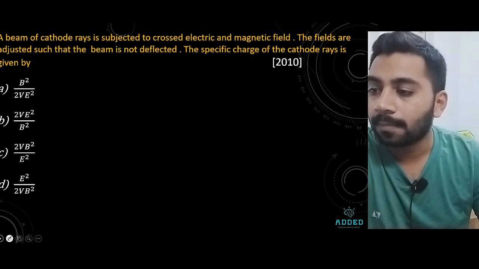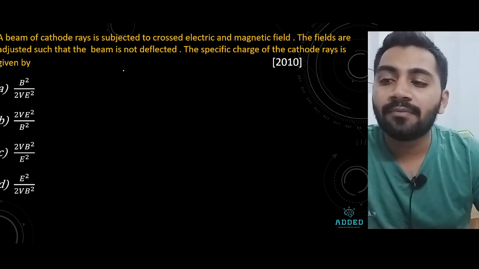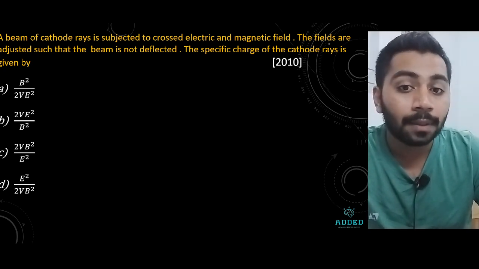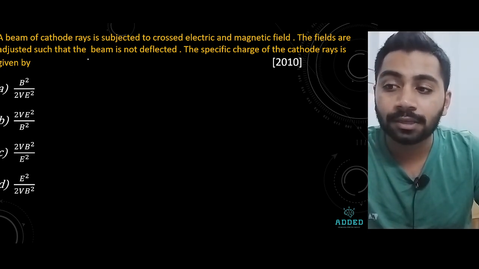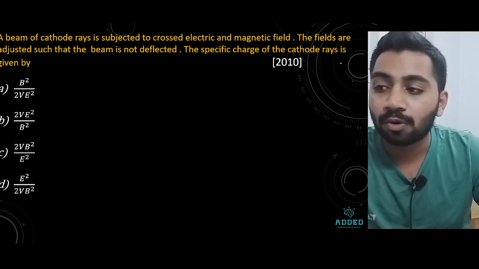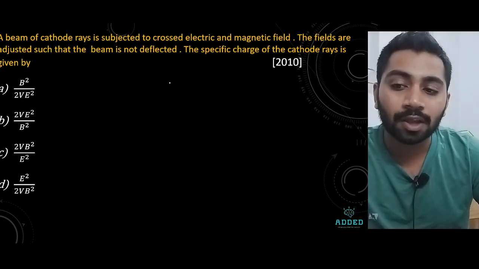Now next question. A beam of cathode ray is subjected to cross electric and magnetic field. The electric and magnetic fields are adjusted such that the beam is not deflected. The specific charge of the cathode ray is given by... See what they are telling.